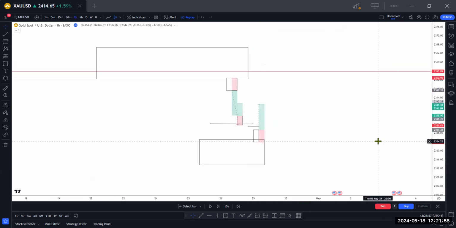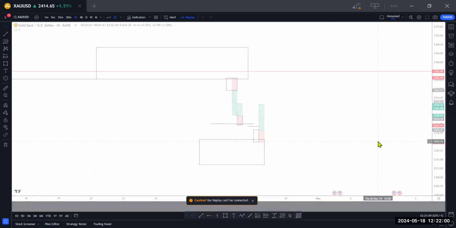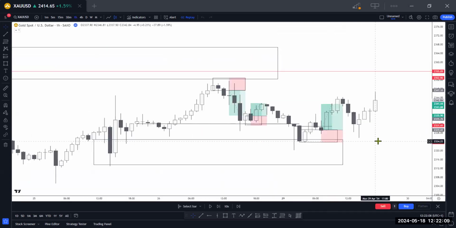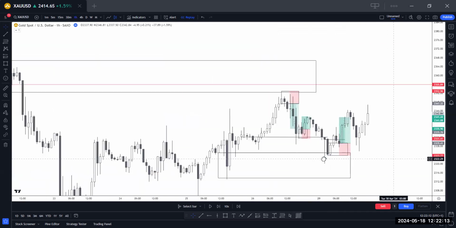So for intraday targets is 50 to 100 pips. And then for scalping target is 15 to 20 pips. All right. So if you can do this consistently, you're going to be making a lot of money. All right. Okay.